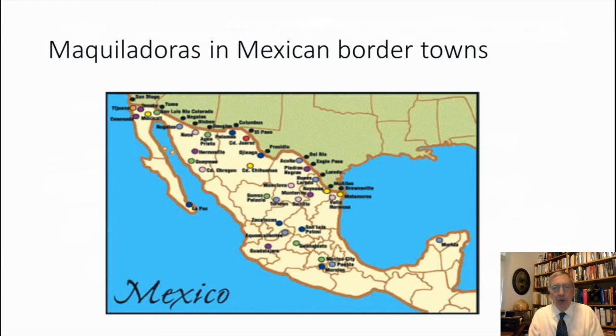Here's a map showing the location of a lot of the cities along the U.S.-Mexico border that have a large number of these maquiladoras. And again, I just show it to point out how many of these manufacturing towns are literally along the border, although they're not all there. I mean, there are other clusters of manufacturing plants that supply the United States market all throughout Mexico, but most of them are literally right along the border.